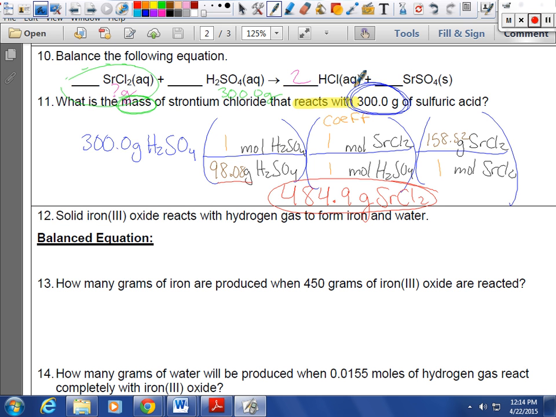Or do I need 10 spoonfuls of oil? You know what I'm saying? It's not an equal amount. In chemistry, it works a little different. So if I've got 300 grams of sulfuric acid, to make it work perfect, to make my cake exactly how I need it to be done, I need 484.9 grams of strontium chloride for there to be nothing left over.